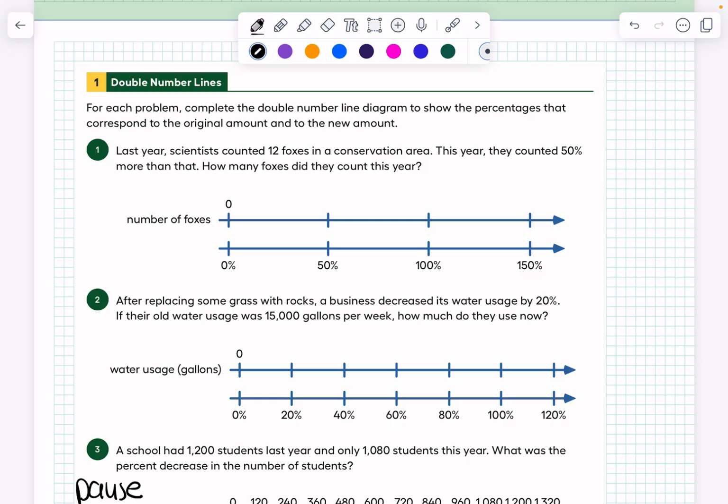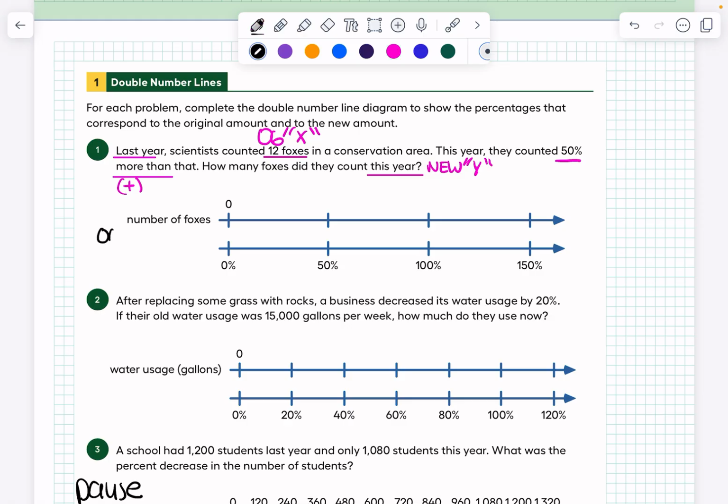Number 1, last year scientists counted 12 foxes in a conservation area. This year they counted 50% more than that. How many foxes did they count this year? Okay, buzzword, last year, 12 foxes. So that would be the OG value, which is our X. 50% more than would be plus, and the fact that it says this year, that means we're looking for the new amount, which is our Y value.